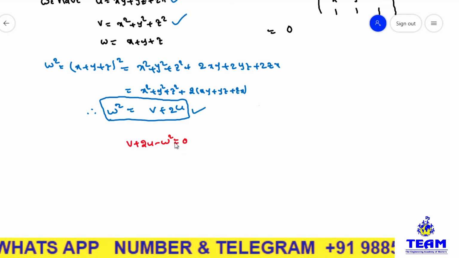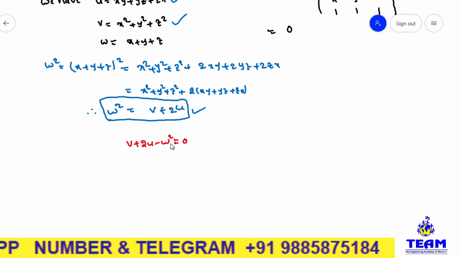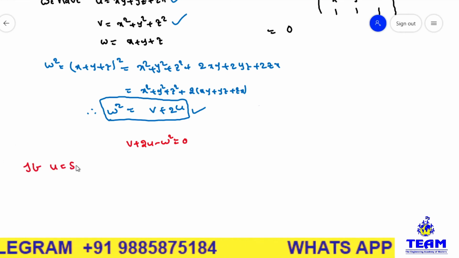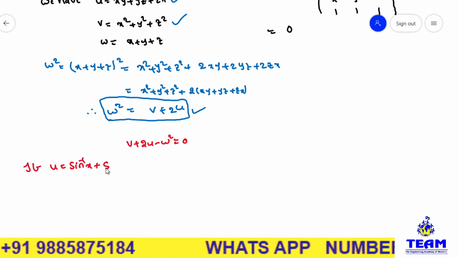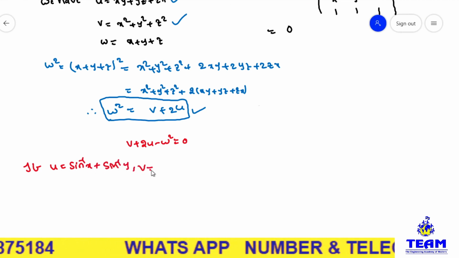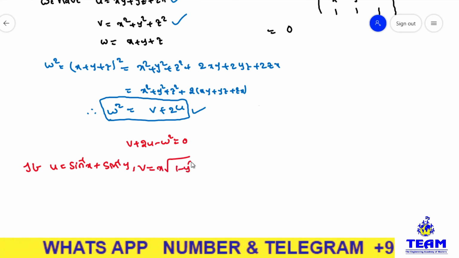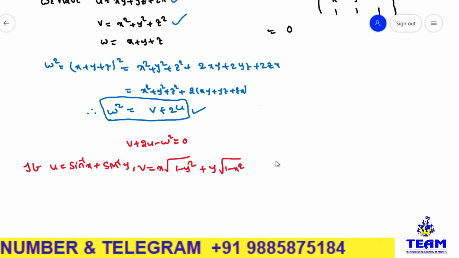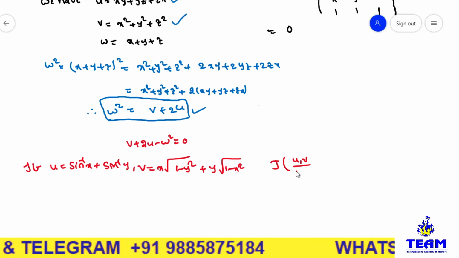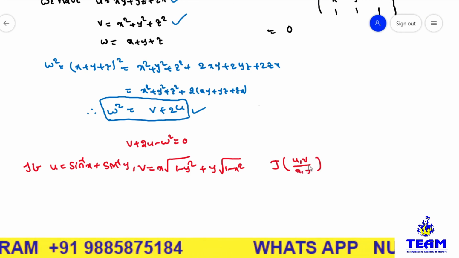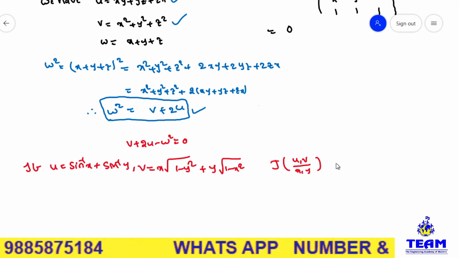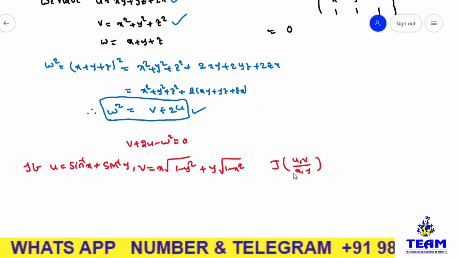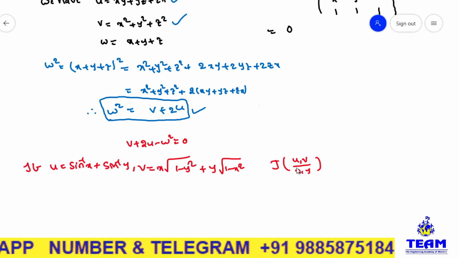Both will be the same. Okay friends, now I am giving one task for you. Try to solve this problem. Okay. Now if u is equal to sine inverse x plus sine inverse y, and v is equal to x into square root of 1 minus y square plus y into square root of 1 minus x square, then find the Jacobian of u, v with respect to x, y. Verify whether u, v are functionally related or not. Okay. Same procedure you have to follow, but here you have only 2 independent variables.